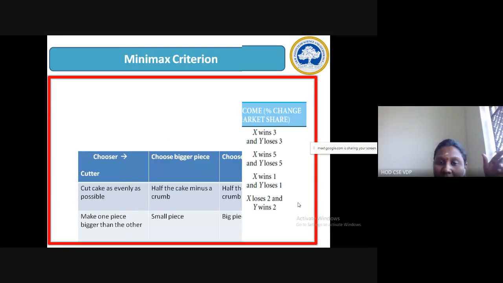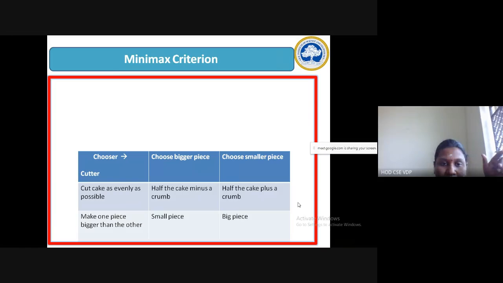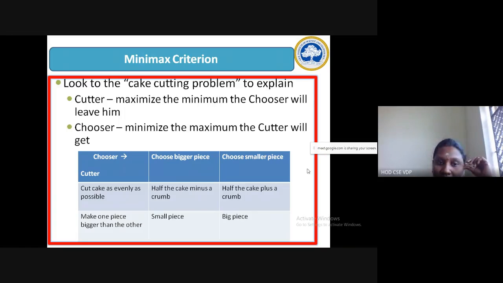Then coming to the cake cutting problem. What is that? I cut and you choose. That is a strategy, and this is again a game theory problem. I cut, you choose is a strategy played by the mother. The cutter will maximize the minimum the chooser will leave him, and the chooser is going to minimize the maximum the cutter will get. So this is the strategy that we play, which is min-max.